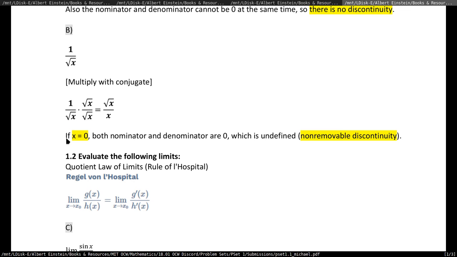The removable discontinuity is when you can remove that particular point, for example x equals 0, and the rest of the function is fine. Oh, you said non-removable. Okay. Sorry, Michael, I misread it. I'm good, that was a light bulb moment.